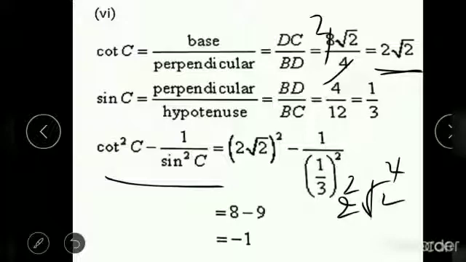So you have 2 into root 2. That is, you can write it as 2 square into root 2 square, right? So this square root and square will get cancelled. 2 2s are 4. 4 into 2 gives you 8. Okay, 8 minus this 1 divided by 3. That is 1 square is 1. 3 square is 9. So when you take it to the numerator, it will be 9 divided by 1, right? So 8 minus 9 divided by 1. So 1 is there, so you need not consider. That is 8 minus 9 you get. That is the value is minus 1. 8 minus 9 is minus 1. So cot square C minus 1 divided by sin square C will be equals to minus 1.